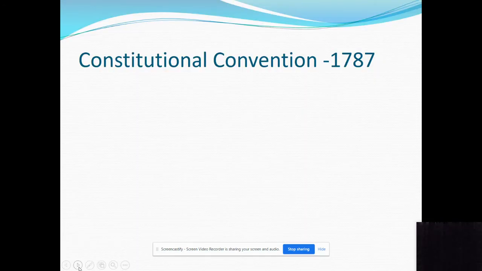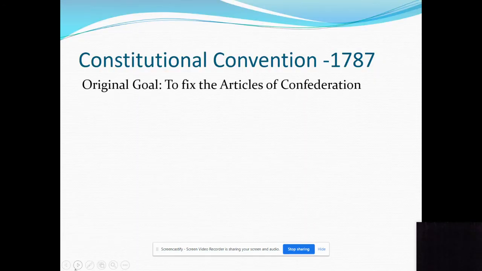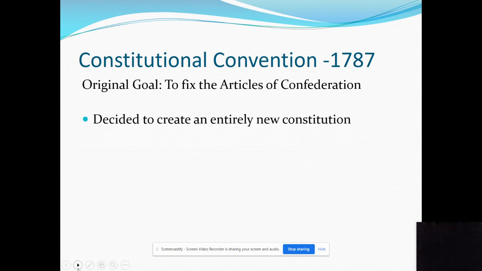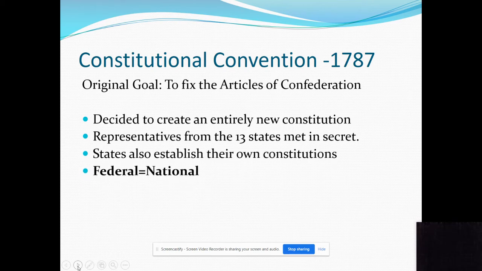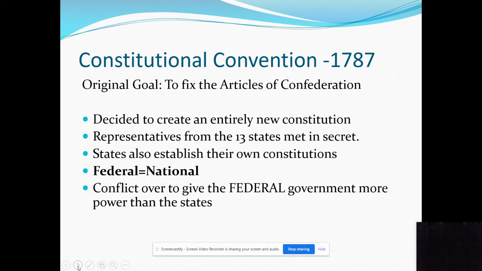Okay, we talked about the Constitutional Convention and the fact that there was an original attempt at a government, and that was called the Articles of Confederation. That didn't work. It had weaknesses like no power to tax, and other weaknesses like that. So they had to create an entirely new constitution. We went over the term federal, that it means national. And this sets up the conflict we're going to have with how much power does the national government have versus state governments.